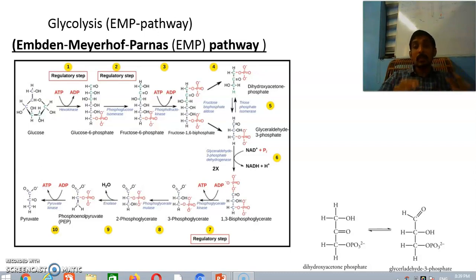And one more thing about glycolysis is that some reactions are reversible. That is, steps 2, 4, 6, 8, 9 are reversible in glycolysis, whereas 1, 3, 7, 10 are irreversible reactions. Steps 2, 4, 6, 8, 9 are reversible, whereas the other steps are irreversible.